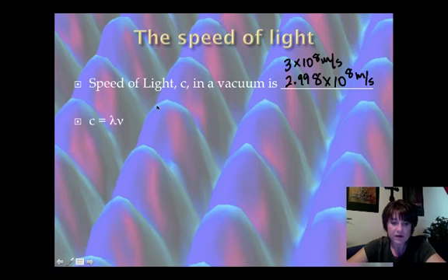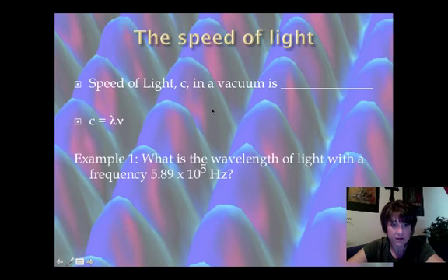We also know the speed of light is proportional to wavelength and frequency, where the speed of light is always the same. So as wavelength increases, frequency must necessarily decrease in order to keep this number the same. On the other hand, if the frequency is increasing, then what does the wavelength have to do? It must decrease so that the speed of light remains constant. So these are all related to one another, and if you know the wavelength, then you can calculate the frequency, and if you know the frequency, you can calculate the wavelength. So we're going to do an example just like that.